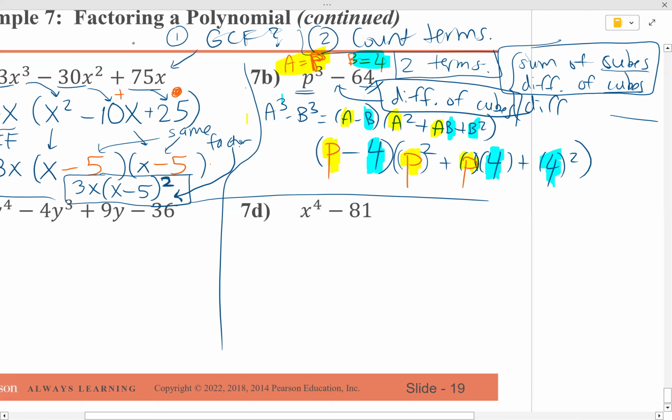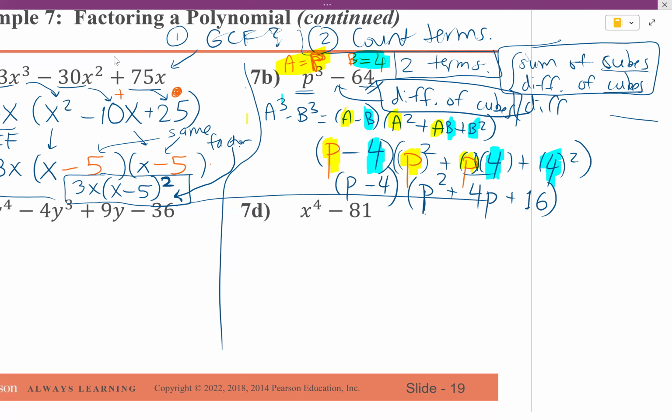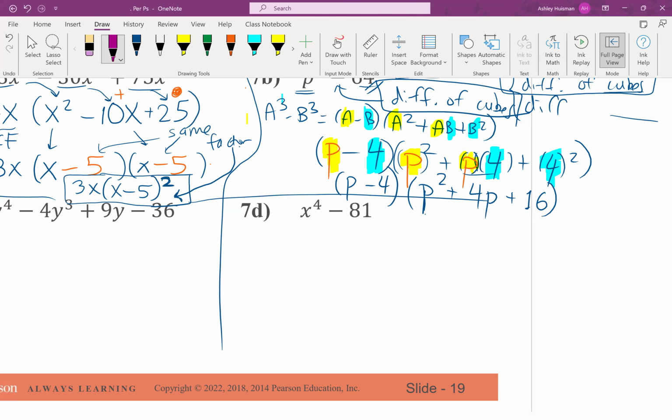All right, and then all that's left is to simplify that. Usually this binomial doesn't simplify, p minus 4. Here I've got p squared plus p times 4. Usually you write that as 4p, not p4. And then we got 4 squared is 16. And that's it. That's beautiful. And this trinomial here, it will never factor.